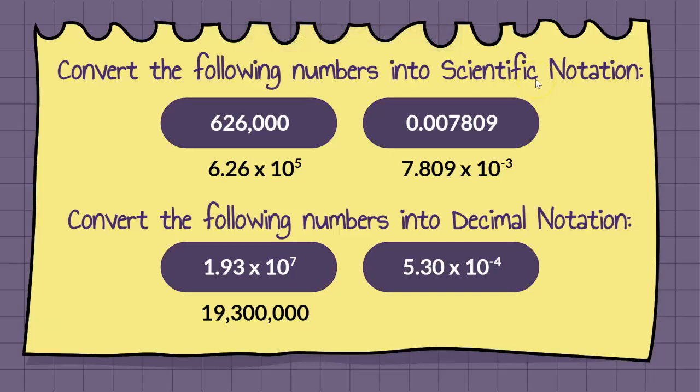For our last example, we have 5.3 times 10 to the power of negative 4. So that means it's a very, very small number, and we move our decimal 4 times to the left. So we get 0.00053.